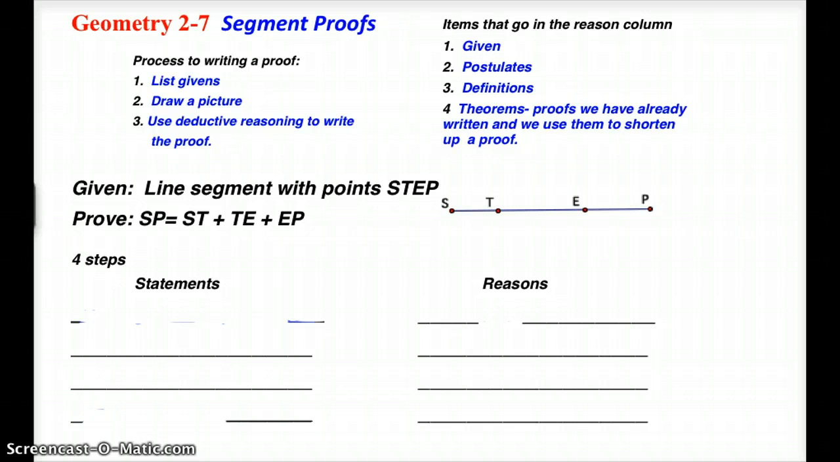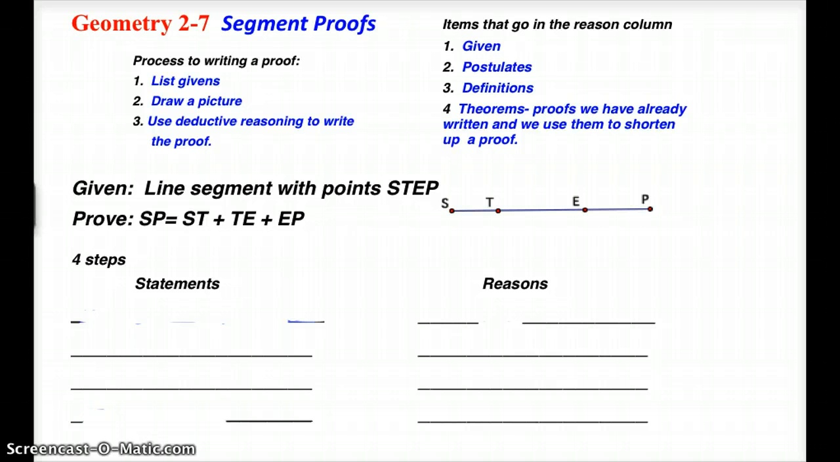When you write things down, you have to explain why you're doing what you're doing. Those are your reasons. When you write your first statement down, you were given it, so givens are going to go in the reason column. You're going to use postulates, like your angle addition postulate and your segment addition postulate. That's going to introduce information to use in the proof. You're going to use your definitions. So if you're given complementary, then you can say they add up to 90 degrees by the definition of complementary.